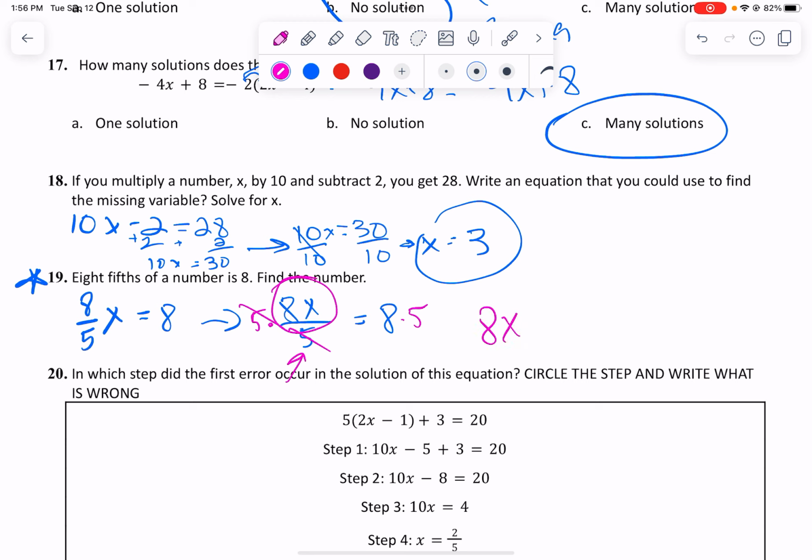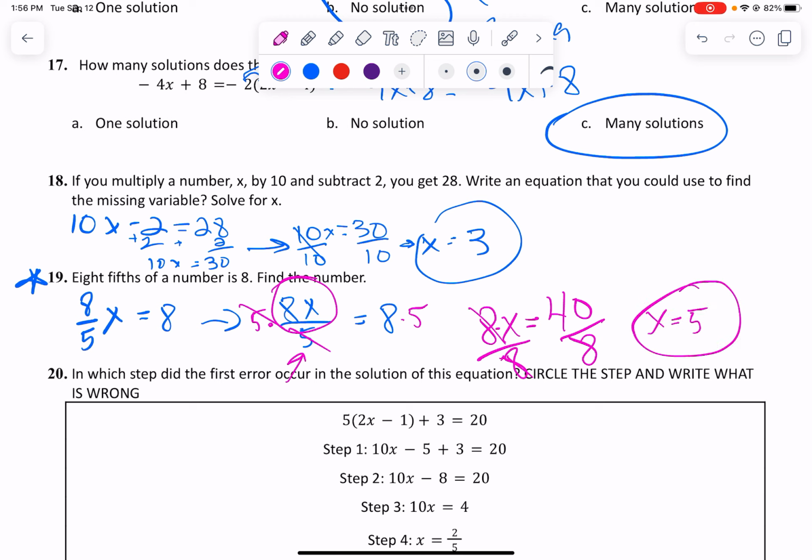So 8x equals, and 8 times 5 is 40. So now I'm going to divide both sides because in order to undo this 8 times 5, I have to divide by 8 because I want the x by himself. So it is going to be x equals 5. Okay, that was not on your printed copy review, so that's just a bonus.